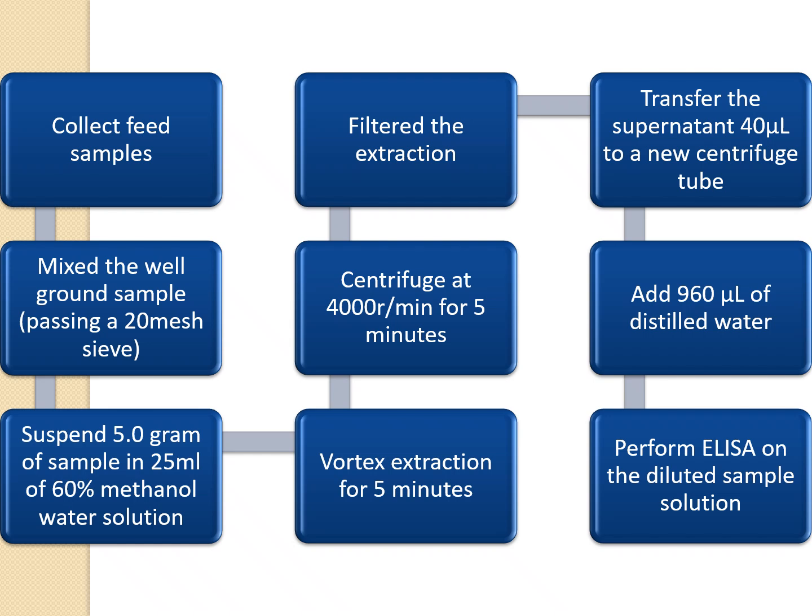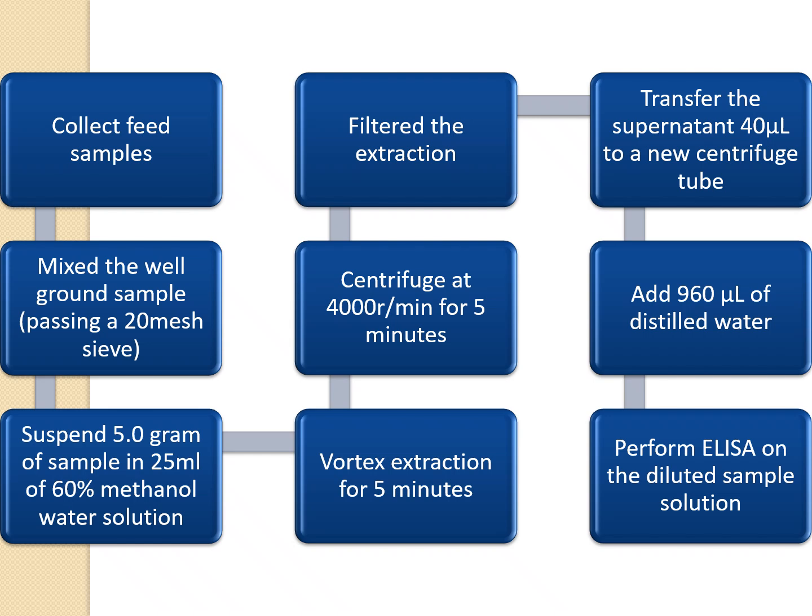Here's the procedure that I made the feed sample to prepare for the ELISA. Firstly, I collect the feed sample, then mix the well ground samples until it passes a 20 mesh sieve, then suspend 5 gram of a sample into 25 ml of 60% methanol water solution. Then I vortex extraction for 5 minutes.